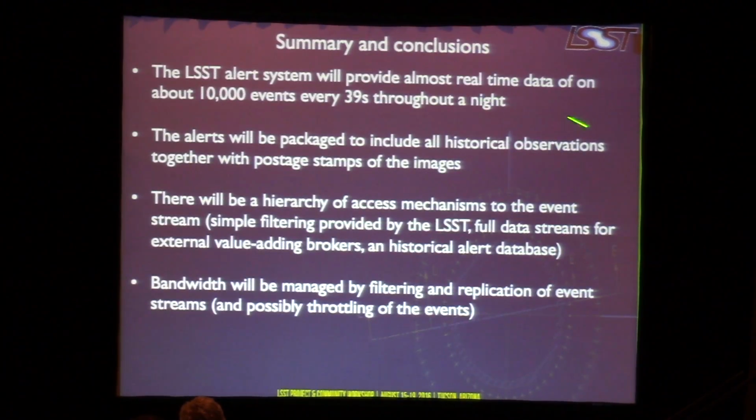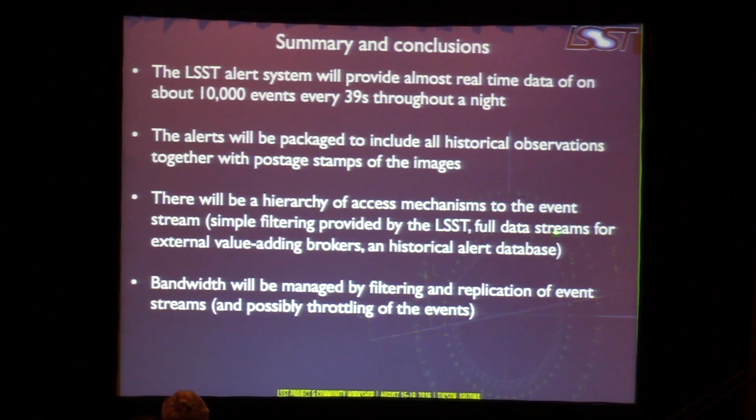So just to conclude, the alert system will provide almost real-time access to the data, about 10,000 events every 39 seconds throughout the night. These events themselves are world available. There are no limitations on the actual event data compared to the data release processing. The alerts themselves will be packaged to include all of the historical observations that we have, together with postage stamps of the images. We'll provide a hierarchy of access mechanisms, including a limited filtering service for filtering particular columns or doing small queries on the actual alert stream.